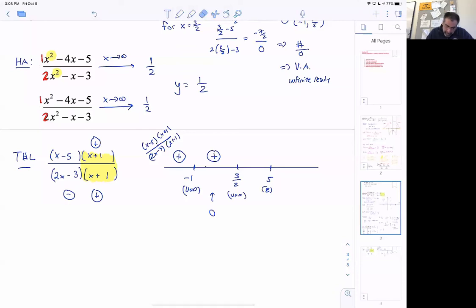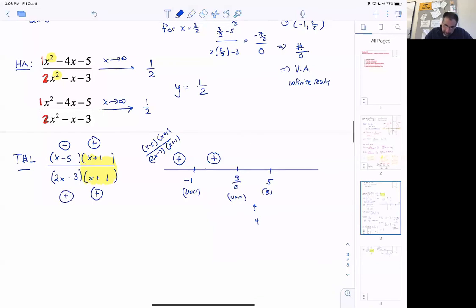Okay. I'm going to choose another value to plug in. This time between 3/2 and 5, I'm just going to choose 4. When I plug 4 in, this guy will be negative, this one will be positive, this guy will be positive, and this guy will be positive. So I've got 1 negative in this situation, makes that guy overall negative. And then last but not least, I'll pick something bigger than 5. I'll pick something like 1,000. And I'll plug in 1,000. And when I plug in 1,000 for this one, this guy will be positive, this guy will be positive, so will he, and so will he. So we're going to get positives all the way around.